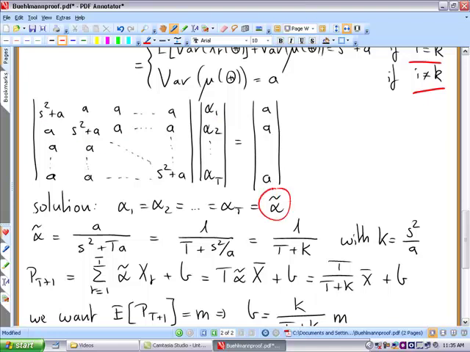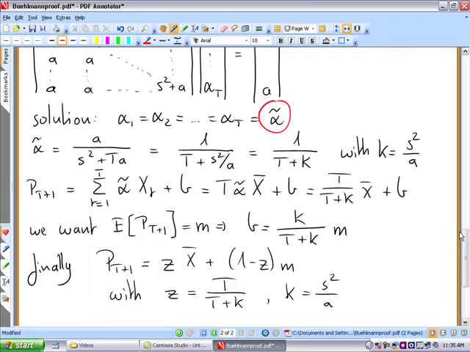So we will call this constant alpha, alpha tilde. And this alpha tilde, you can solve it, it's a over s squared plus t times a. And that's 1 over t plus s squared over a. And s squared over a was our definition of k. So this alpha tilde is 1 over t plus k. That's what I told you in the lecture.